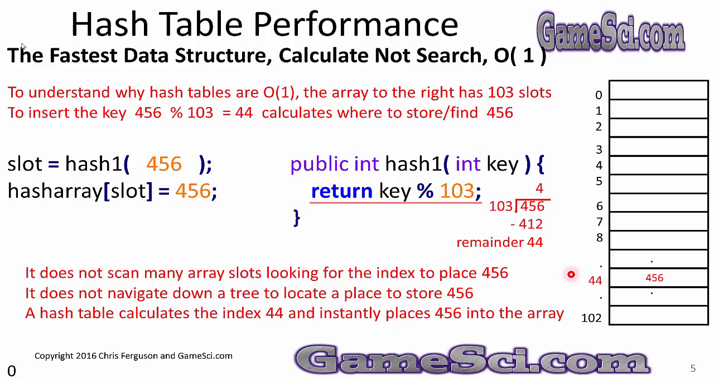We need to insert 456 into position 44 of the array. It does not scan many slots looking for the index to place 456. It does not navigate down a tree to locate the place to store 456. A hash table calculates the index 44 and instantly jumps or places 456 into the array at that position.